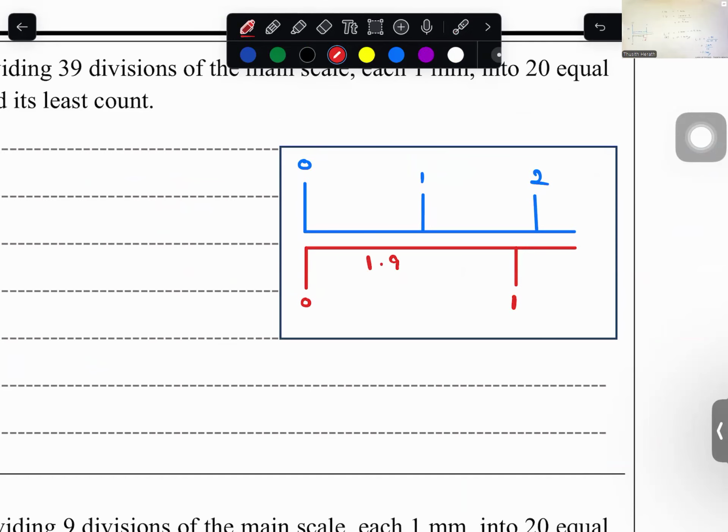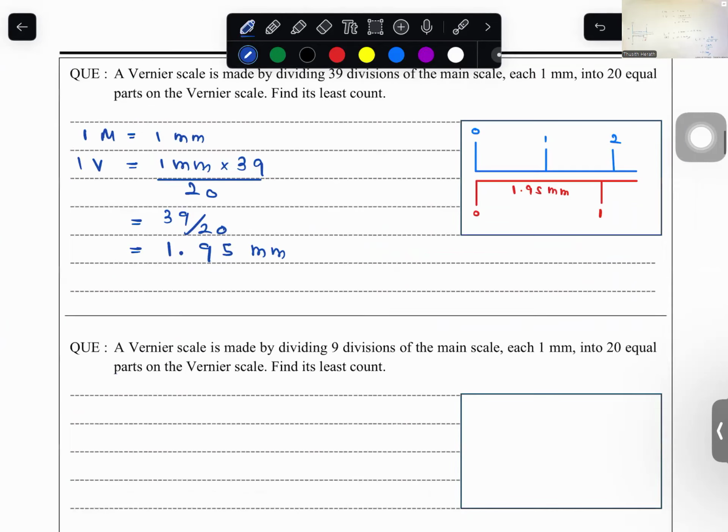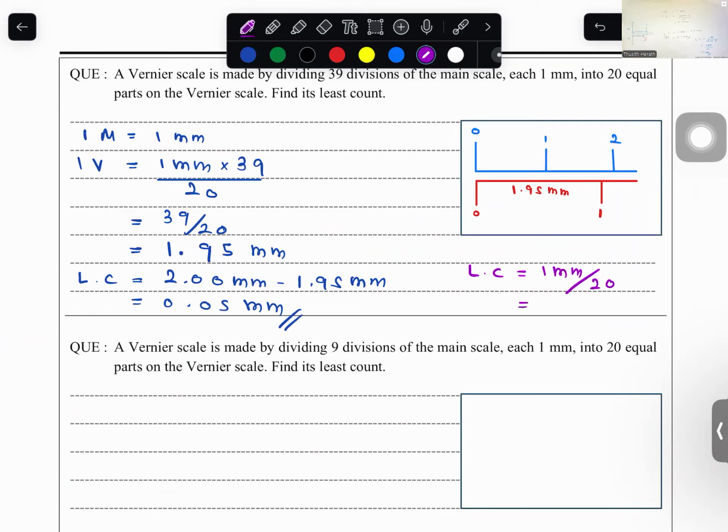And this is 1.95 millimeters. So then the least count is 2 minus 1.95, which means 0.05 millimeters. Let's do the short method. Least count equals length of one main scale division over number of vernier divisions, 20. 1 over 20, 0.05. Again, it's correct. Complete it.